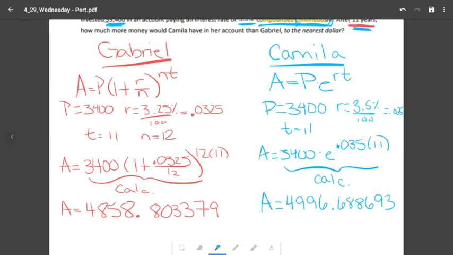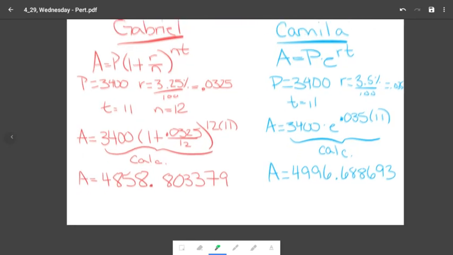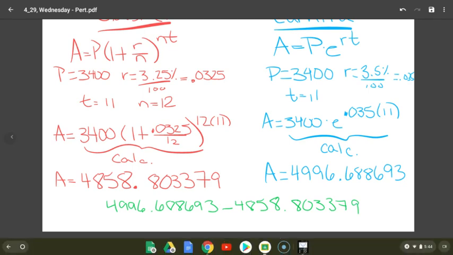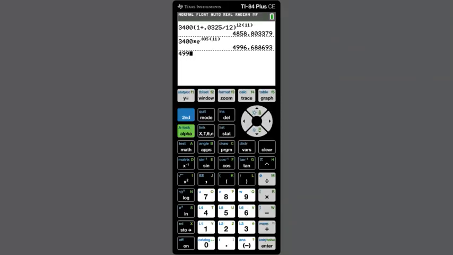So there's their amounts. And now to answer the actual question, how much more money would Camilla have than Gabriel? We want to subtract the two. So subtracting. We can do that right on the calculator.